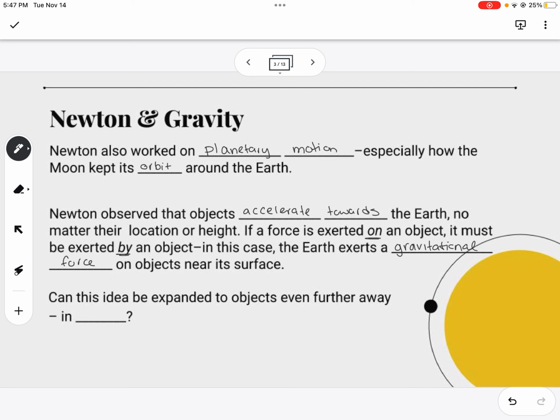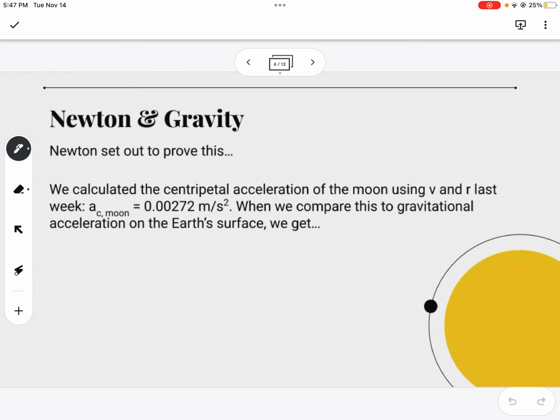But what Newton wanted to do with this is, maybe you've heard the story about how an apple fell on Newton's head and he was like, oh, gravity. He wanted to see, could you expand this idea? Could you take it to space? Could you apply this gravitational force concept to orbits and to other planets that we know are in orbit around other objects? So that's kind of where we're going with this today. Newton set out to prove this.